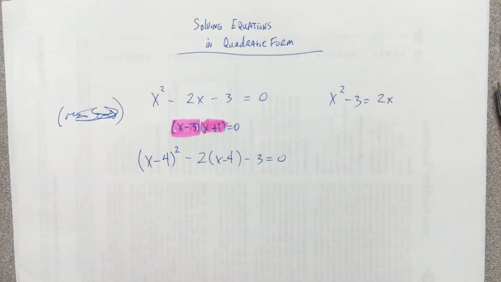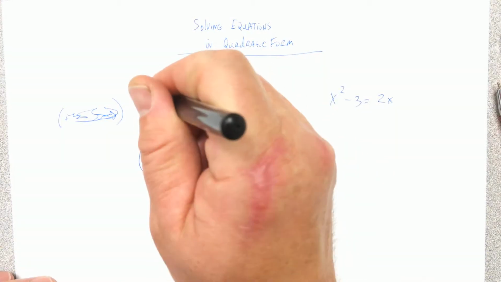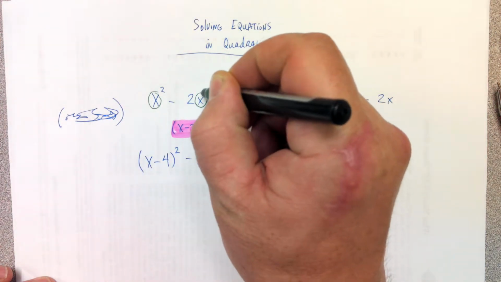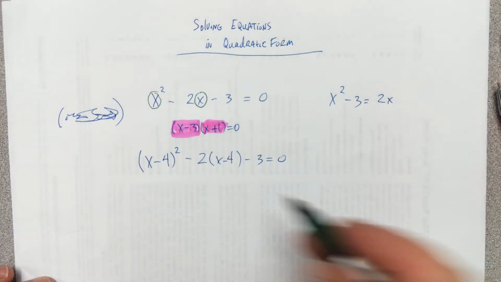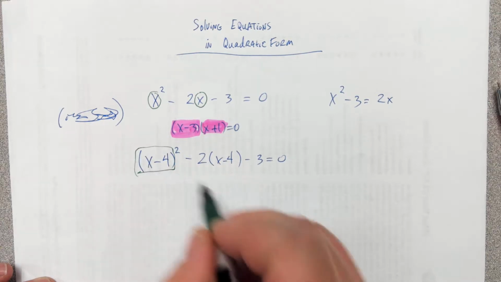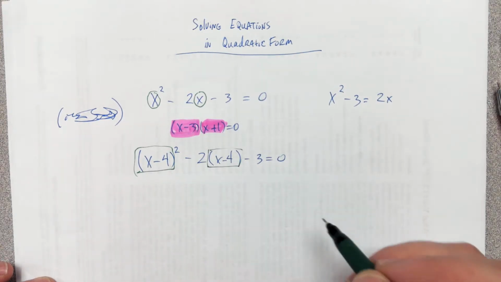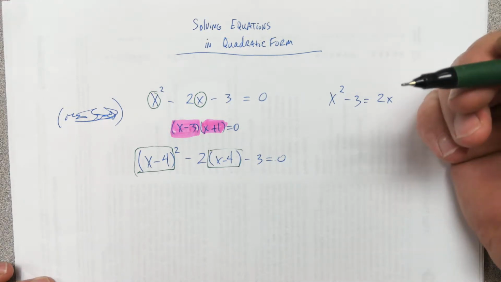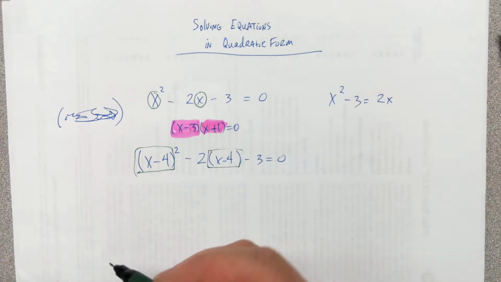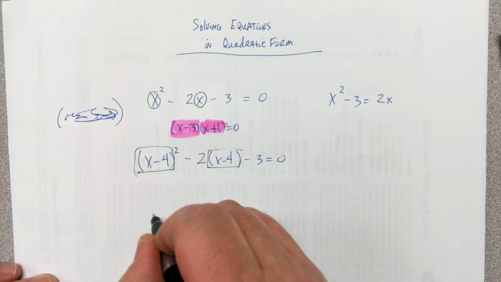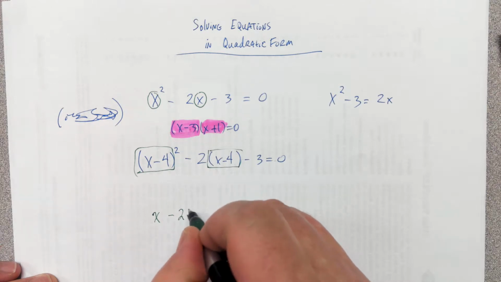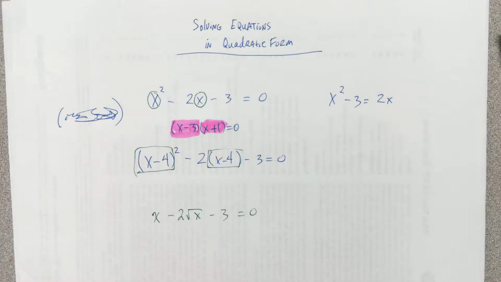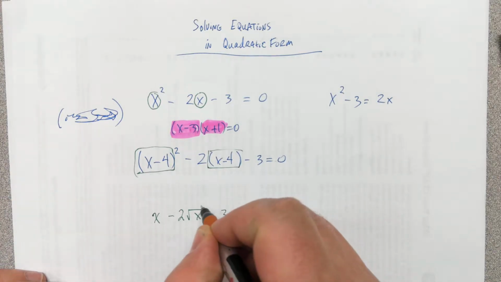Because what you have is something you don't know squared, minus 2 times that same thing, minus 3, and it equals 0. Here you've got something you don't know squared, minus 2 times the same exact thing, minus 3 is 0. It's going to be the same exact steps, with one little exception. And sometimes it might look like x minus 2 times the square root of x minus 3 equals 0. And this is the same thing again, but it's harder to see.